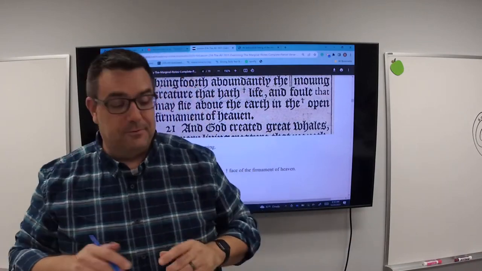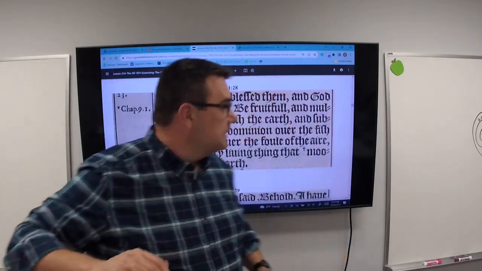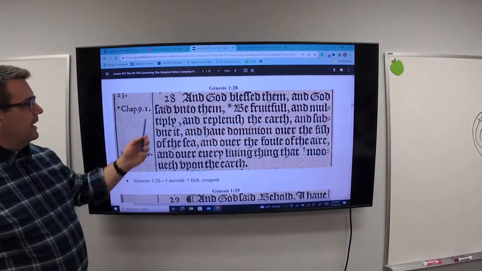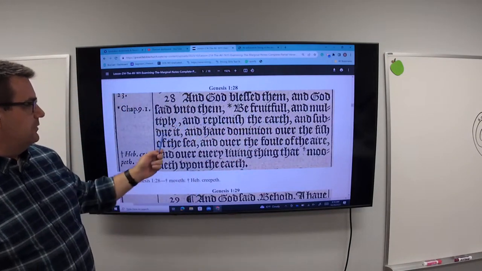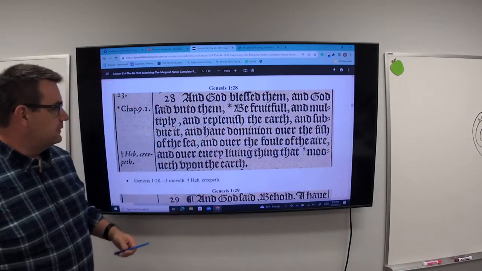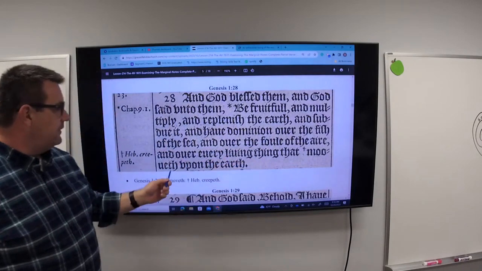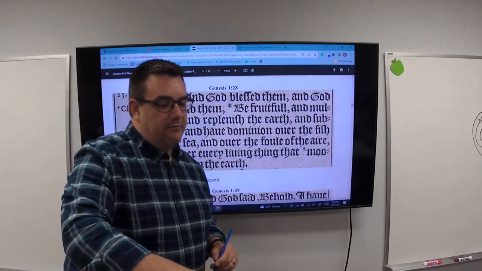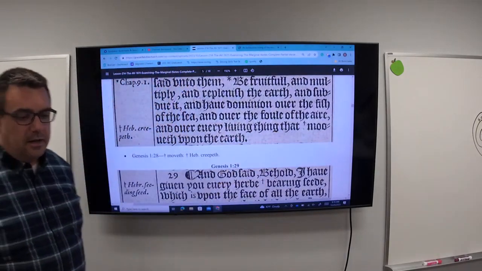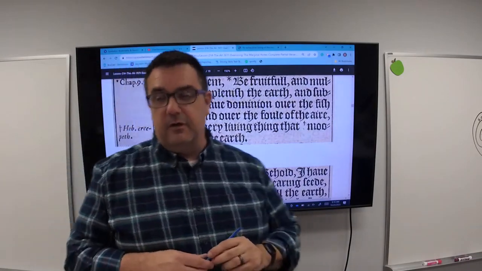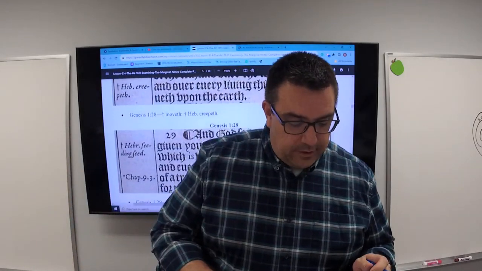So there's a lot of examples here in Genesis chapter 1. Look at verse 28. And God blessed them, and God said unto them, Be fruitful and multiply and replenish the earth and subdue it, and have dominion over the fish of the sea, and over the fowl of the air, and over every living thing that moveth upon the earth. So we have a dagger here at moveth. You come to the margin, and again, you have the alternative of what? Creepeth. All right?